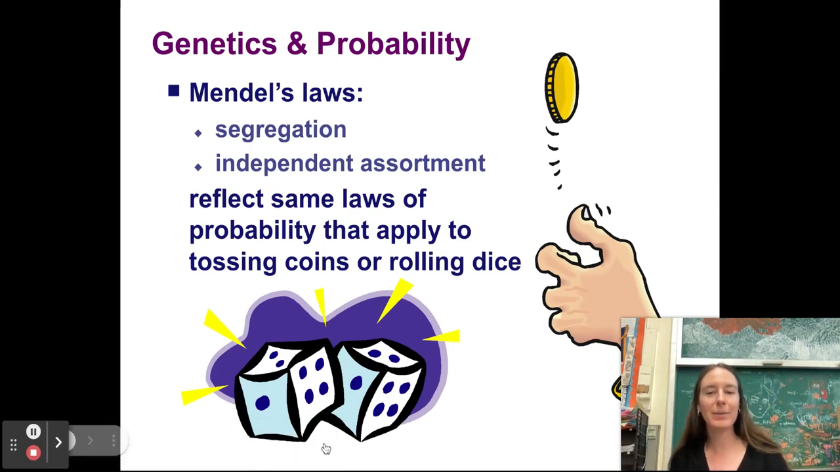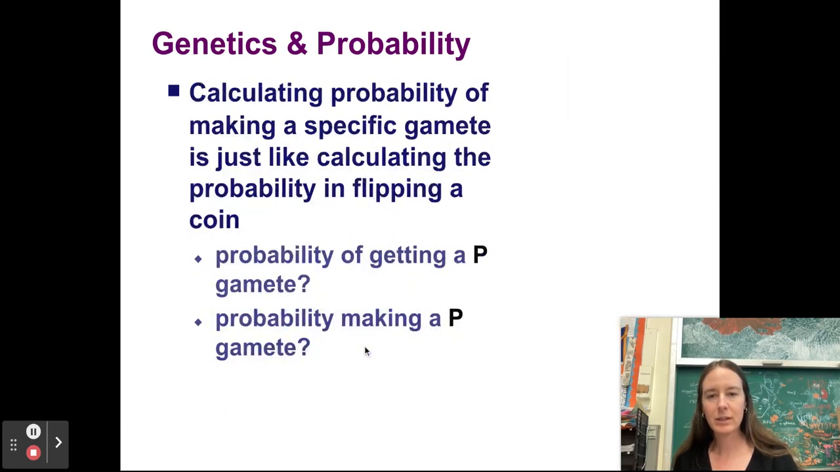And we can actually do some probability and some statistics on this. We can combine genetics and probability. We can use some laws of probability, similar to what you would think about when rolling dice or tossing coins, to do some math and make predictions based on what you know about alleles and genes. So let's start with some calculations. We are going to be calculating the probability of making a specific gamete, and it's kind of like calculating the probability of flipping a coin.